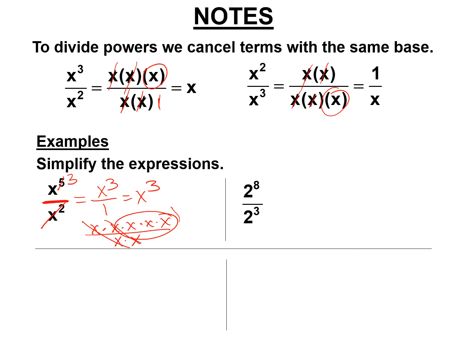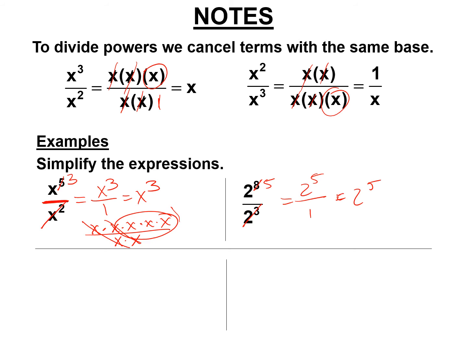But we'll talk about that. So we're not doing any 2 times 2 times 2, right? We're canceling the 2 cubed. And 8 minus 3 is 5. So this is 2 to the 5th. And make sure where that 5 goes over 1, which is 2 to the 5th.